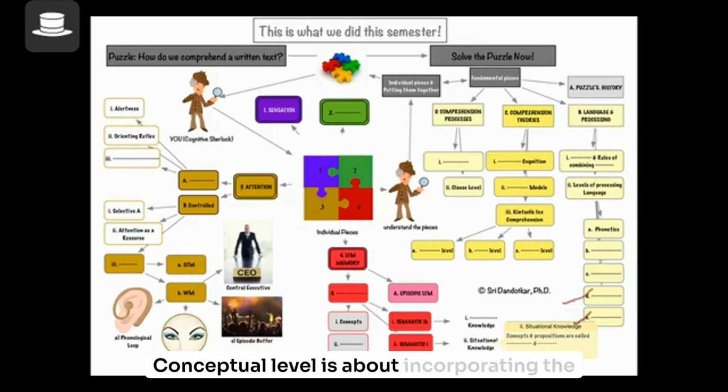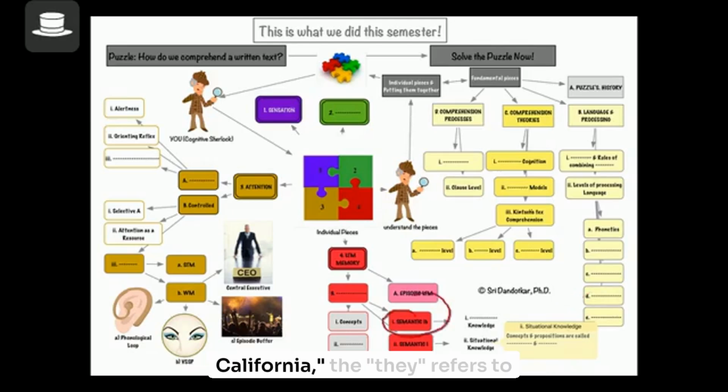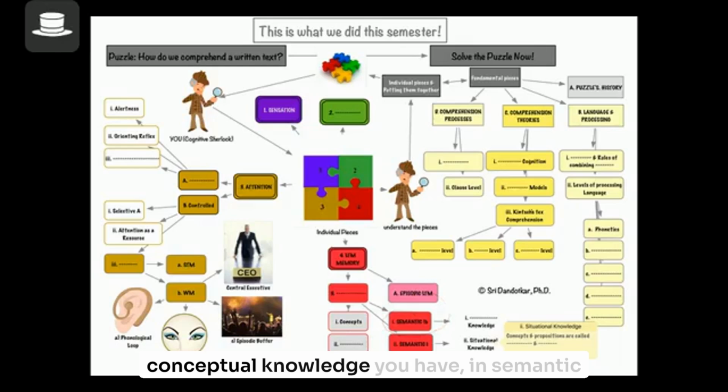Conceptual level is about incorporating the conceptual definition of the words as opposed to the lexical definition. Conceptual definition involves semantic memory. For example, in the sentence, Mary and John saw mountains when they were flying to California, they refers to Mary and John, but not mountains, because mountains don't fly. But the definition of mountains doesn't say it, so it's not a part of the lexical processing. You make this inference that they belong to Mary and John because of the conceptual knowledge you have, semantic memory about the word mountain.